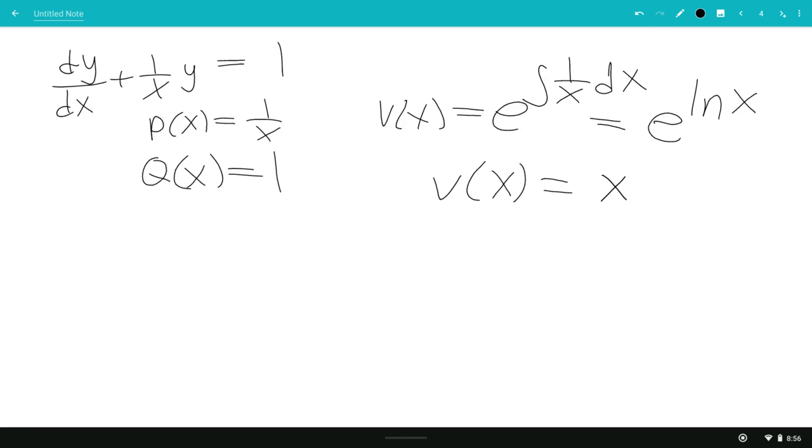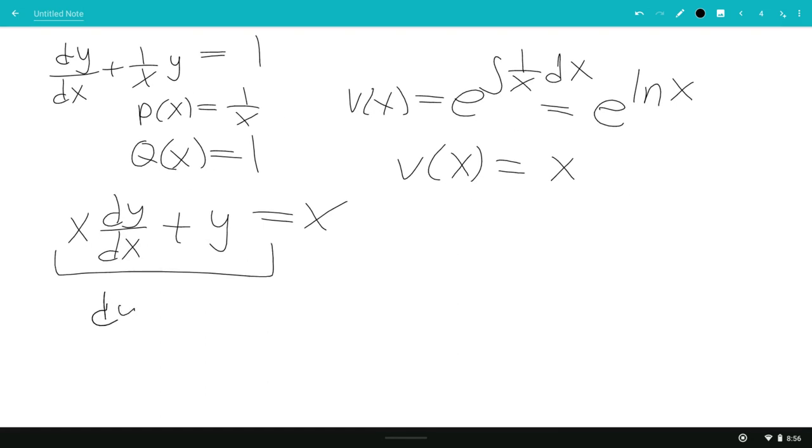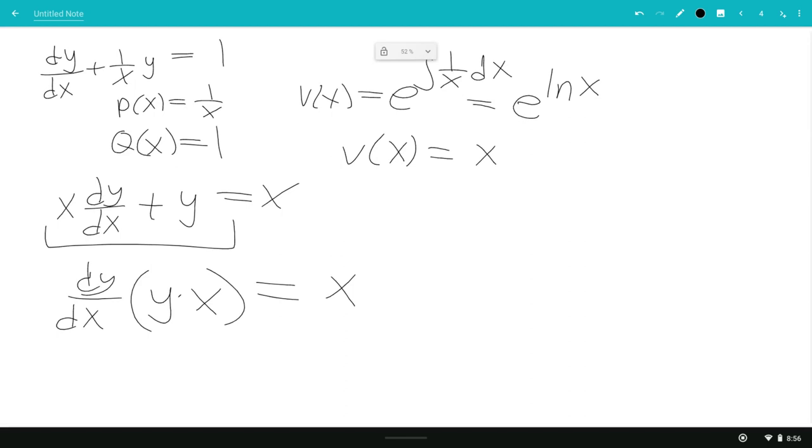We multiply both sides, so we get x dy/dx plus y equals, since the 1 over x and the x cancel, x. Now we can group this together, so that would be the derivative of y times the integrating factor, which is x, equals x. You can check: the derivative of y would be dy/dx times x, and the derivative of x would be 1, so it'd just be y.